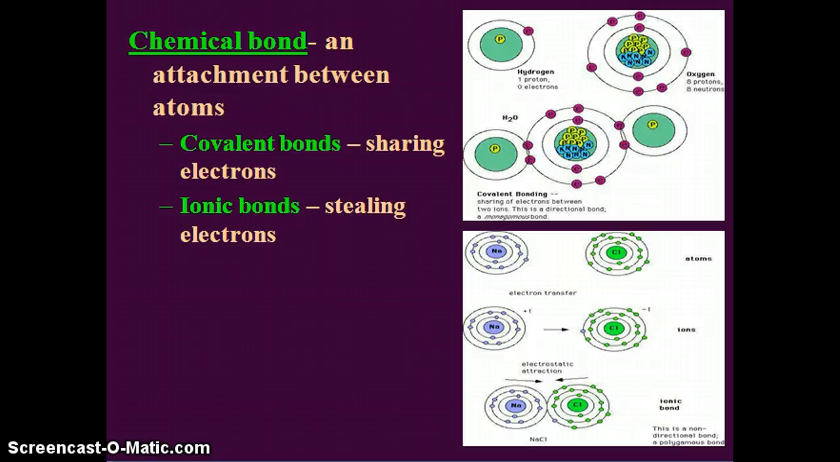Two types of bonds that we discussed this year are covalent bonds. C is for sharing. Covalent bonds are sharing. Ionic bonds are stealing. So C is for caring, which is sharing, or ionic bonds, stealing. If we look at the top picture, it represents a covalent bond. The bottom picture here represents an ionic bond.